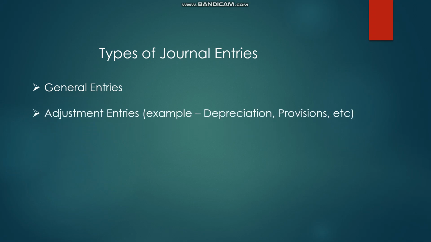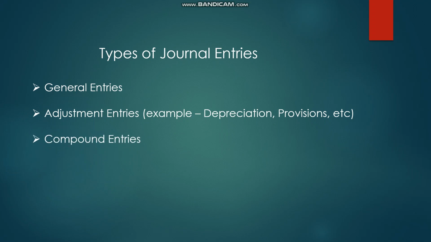The second one, adjustment entries. Adjustment entries are journal entries usually made at the end of an accounting period to allocate the income and expenditure to the period in which they actually occurred. For example, depreciation. You buy an asset, the life of which is 10 years, but you have to allocate the depreciation for that particular asset to all of those 10 years so that the expense can be booked on a standard basis for all those 10 years.